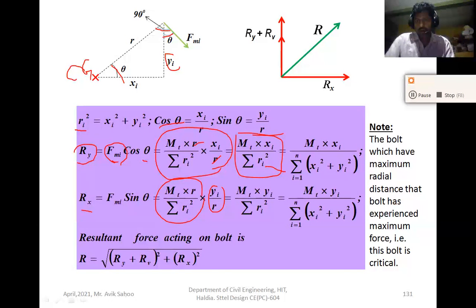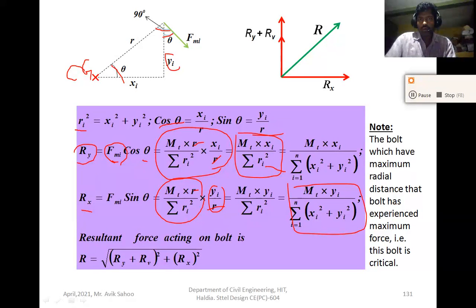Again here this r and r cancelled, so we get this final expression: m t y_i, by summation of i equal to 1 to n, where n is the number of bolts. You have to sum up this distance and m t y_i. So we get the horizontal component of the bending forces and vertical component of the bending forces.